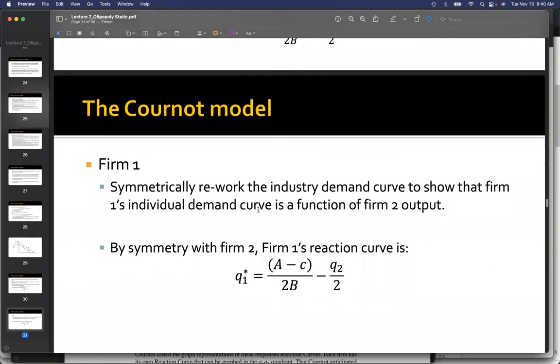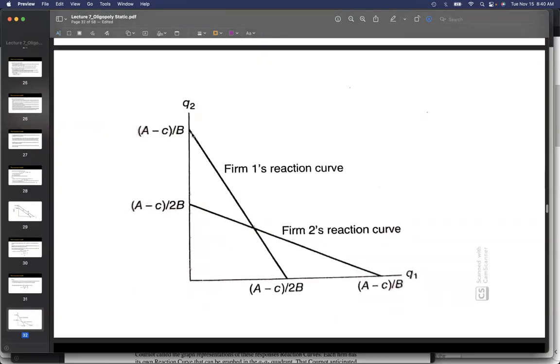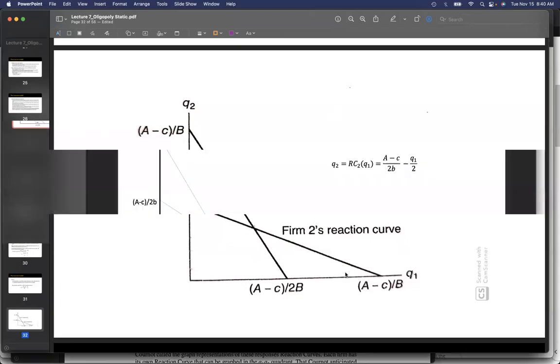And symmetrically, it's the same from the perspective of firm 1, since their costs are the same. Okay, their demand is the same, and so on. Firm 1's reaction function is the following. And then we have a picture here. This one, the steeper one, is firm 1's reaction. And this, the less steep one, is firm 2's reaction function. Okay. Any questions so far? Let's move on to this.